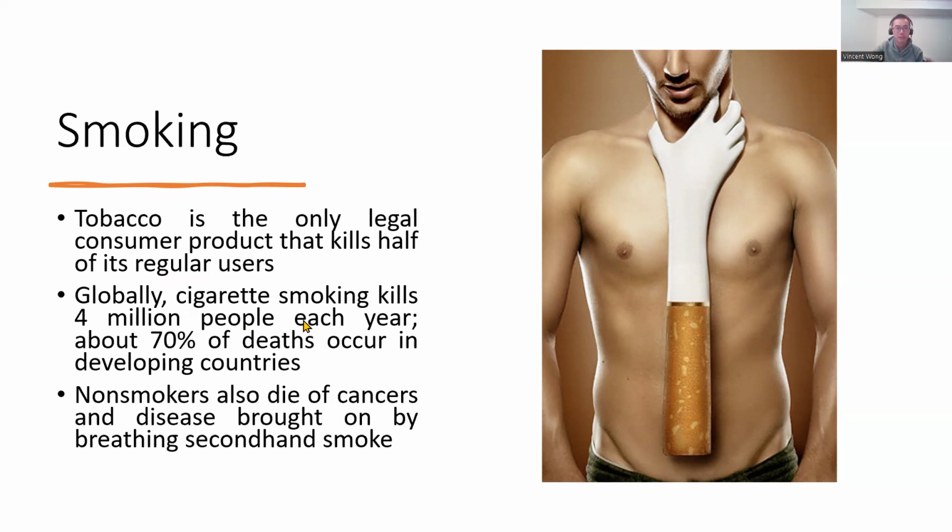Globally, cigarette smoking kills 4 million people each year, and about 70% of the deaths occur in developing countries. Non-smokers will also be affected because of secondhand smoke. You don't have to be standing next to a smoking person to be inhaling secondhand smoke. If you can smell it, then you are inhaling secondhand smoke. The smoke can be soaked up into clothing, into furniture, and even lingers in the room long after the smoker has gone. That's why Ontario banned smoking while you're in a car with a minor. And at one point, people were allowed to smoke at a restaurant, but not anymore.